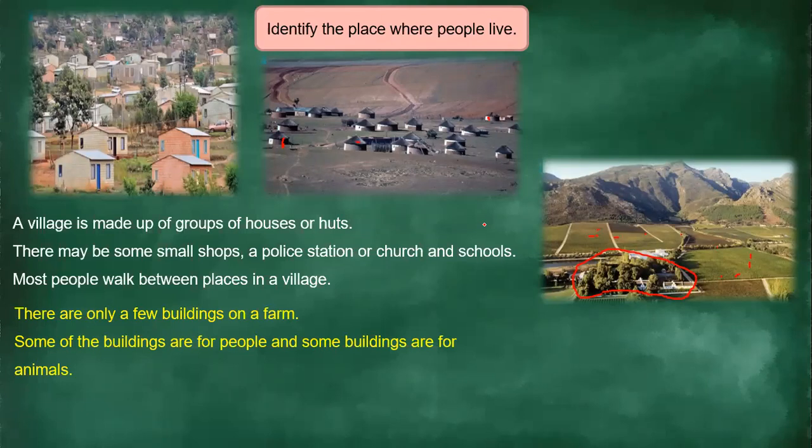Ma'am, towns are where a few people live, and there are a few shops and schools. Towns are also where like seven people live in one house. That's called a settlement.